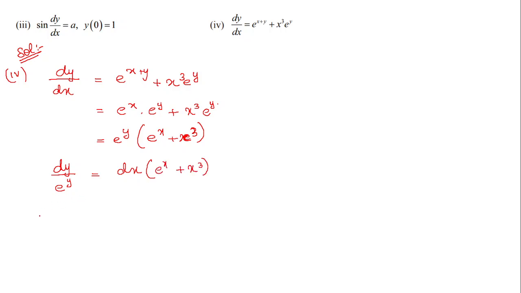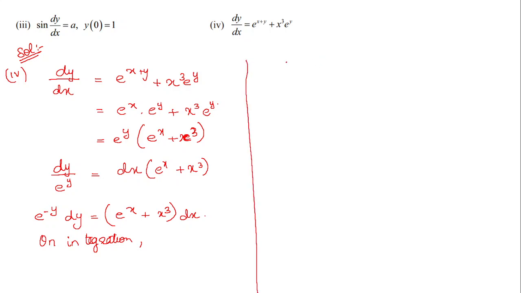That is nothing but, since e power y is in the denominator, we can take it to the numerator. It becomes e power minus y into dy is equal to e power x plus x cube dx. Okay. On integration, integral e power minus y dy is equal to integral e power x plus x cube into dx.